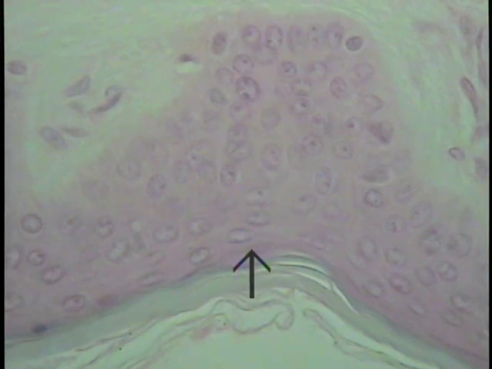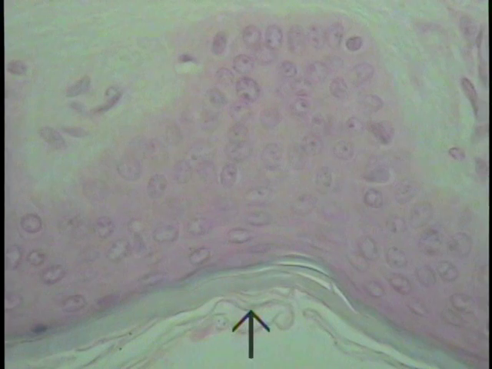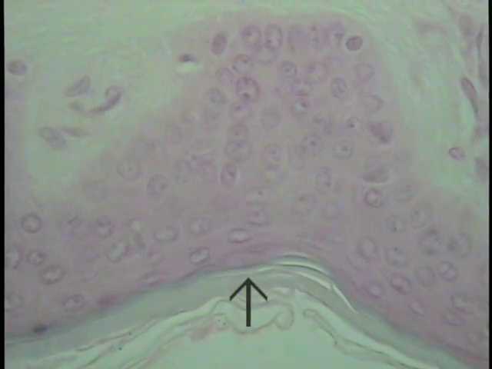Stratified squamous, because of the keratin present, you put that on as a prefix, so it's a keratinized stratified squamous epithelium. This type of stratified epithelium, by volume at any rate, is the most common form of the stratified epithelia.